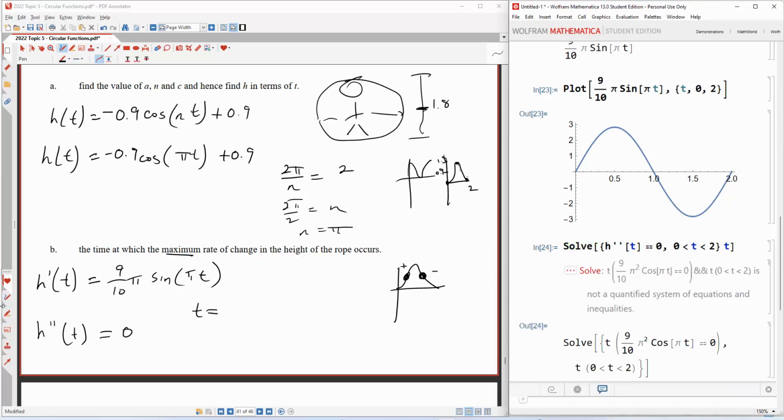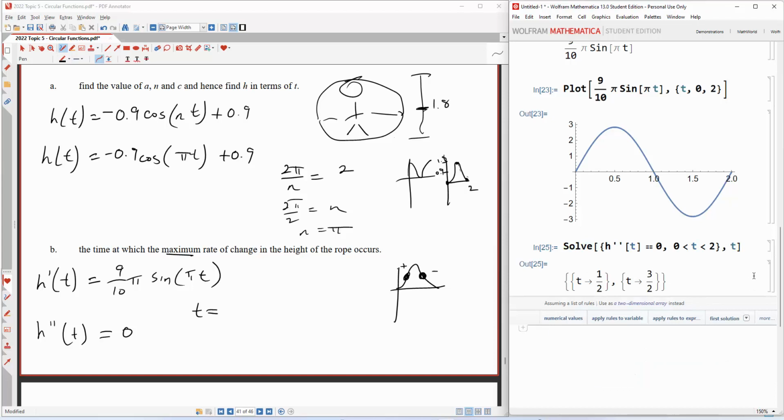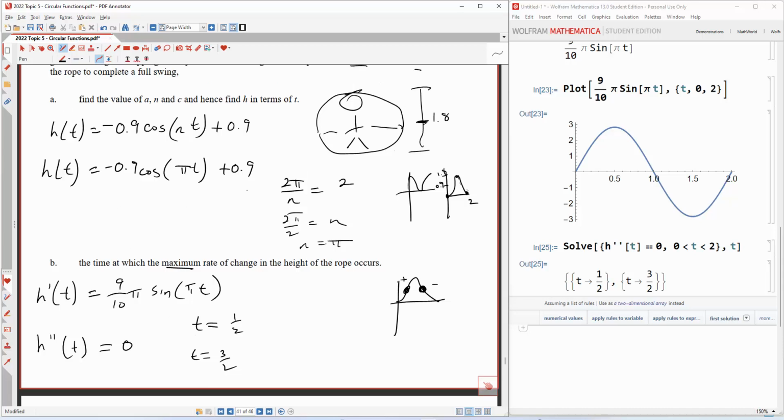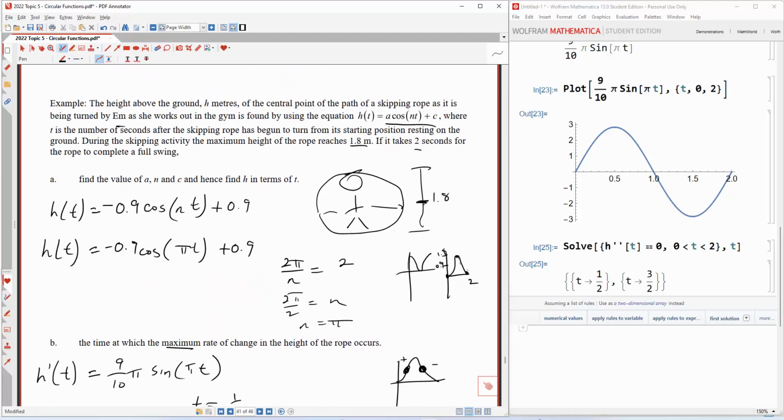Yes. Okay, what's wrong with it? I think the comma. So fussy. Okay, so t equals a half, t equals 3 on 2. So the time at which the maximum rate of change in the height of the skipping rope occurs: the first time is going to be at a half, the second time is going to be at 3 on 2. Now, interestingly, it doesn't tell us how long she actually skips for.